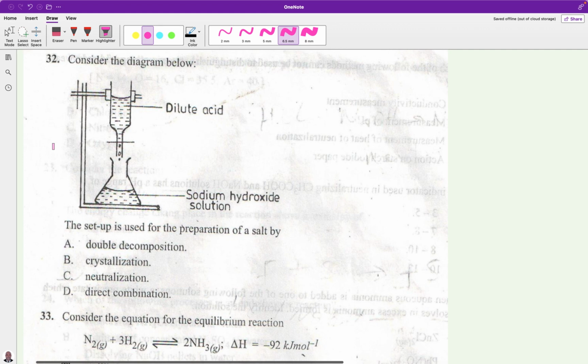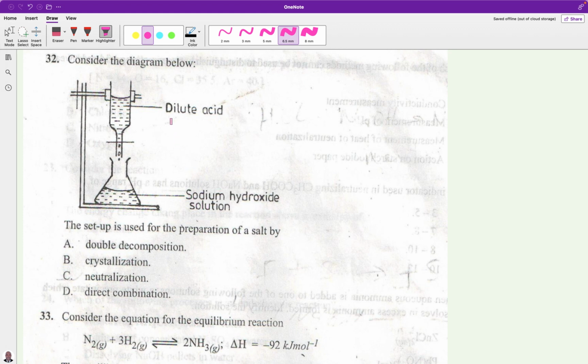Double decomposition. B. Crystallization. C. Neutralization. And D. Direct combination. Here, this is an acid base titration, what we call acid base titration. This is dilute acid, let me say hydrochloric acid. And this is sodium hydroxide solution.